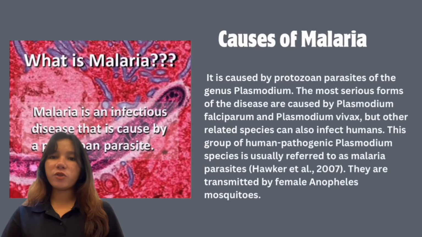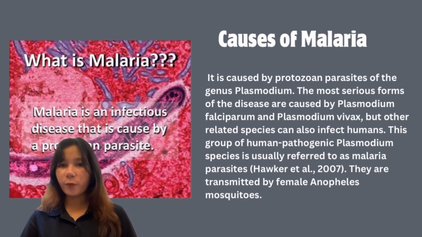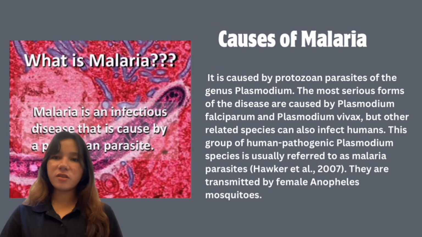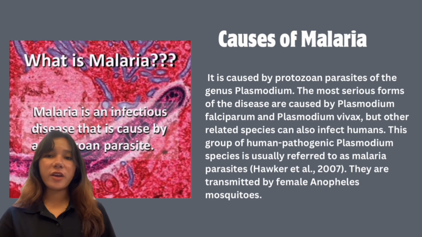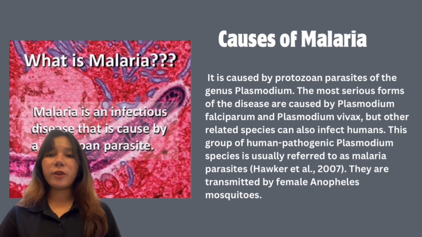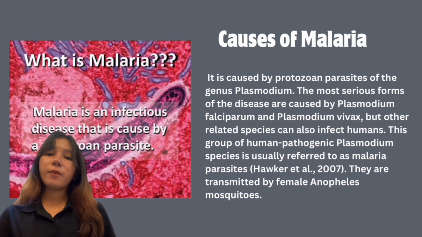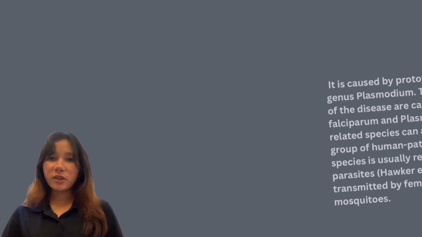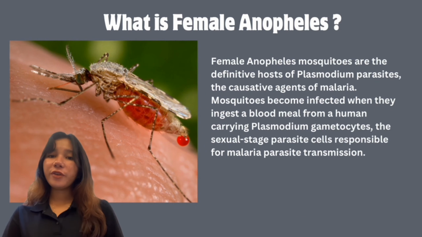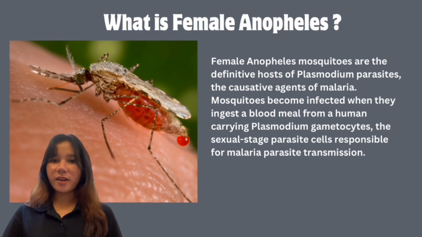It is caused by protozoan parasites of the genus Plasmodium. The most serious forms of the disease are caused by Plasmodium falciparum and Plasmodium vivax, but other related species can also infect humans. This group of human pathogenic Plasmodium species is usually referred to as malaria parasites. They are transmitted by female Anopheles mosquitoes. Female Anopheles mosquitoes are the definitive host of Plasmodium parasites, the causative agents of malaria.